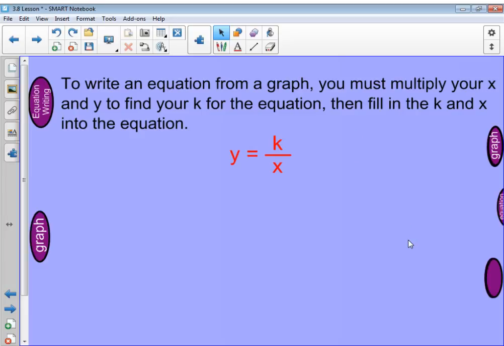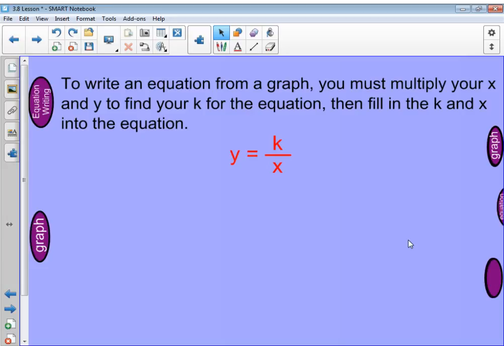This is part 2 of 3.8 inverse variations. Today we're going to be working with our equation and working off of a graph to write an equation for that graph. So in order to write an equation from the graph, we're going to first start by substituting in the known information, so a set of coordinates, into our y's and x's. And then we're going to go through and actually multiply between our x and our y to isolate k. And then we'll resubstitute in for k.